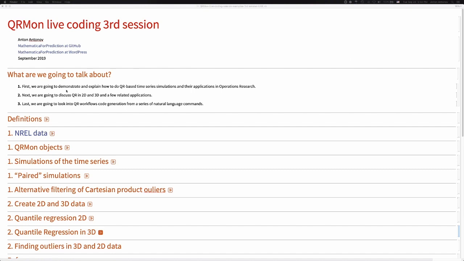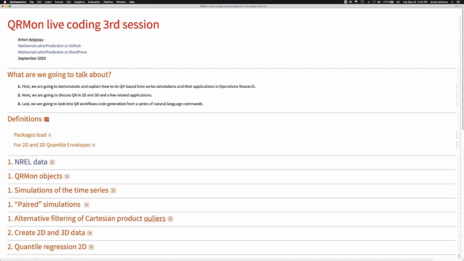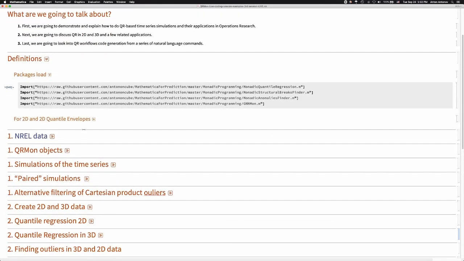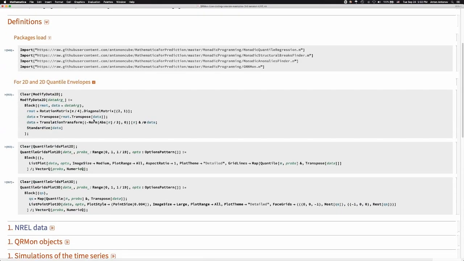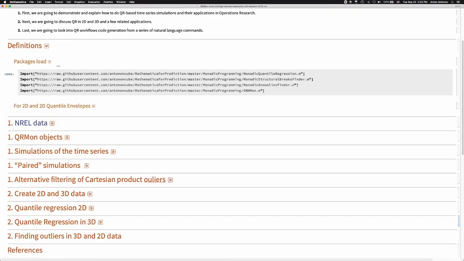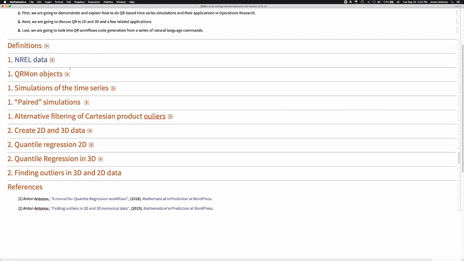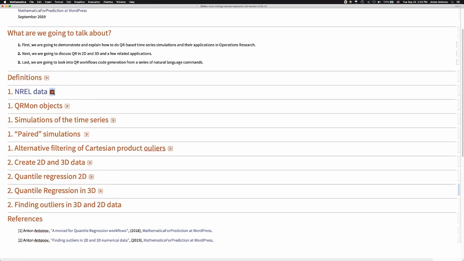And for the last topic, if we have time to discuss, I'm going to be discussing how the workflows in quantile regression are organized. So this notebook is going to be shared after the presentation on community. There are some links and additional code and data in it. For example, here are the packages which are going to be used. Here are some additional functions which we're going to be using later on in the notebook.